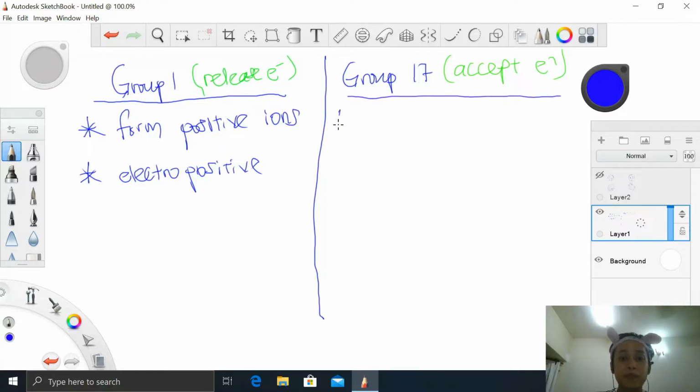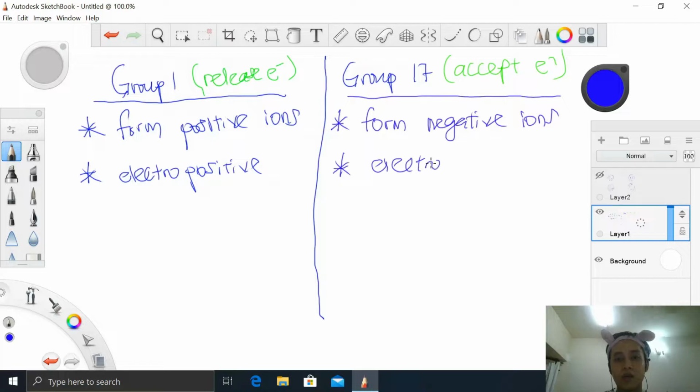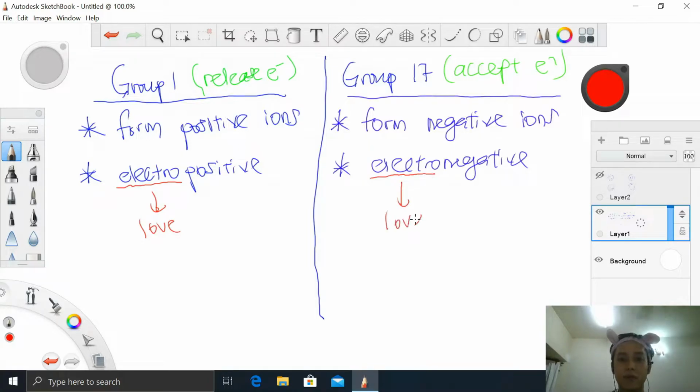All right, so since I accept electrons, I am going to form negative ions. Hence, the term given is electronegative. Another way I can put it is that the "electro" here means you love to become positive or you love to become negative.